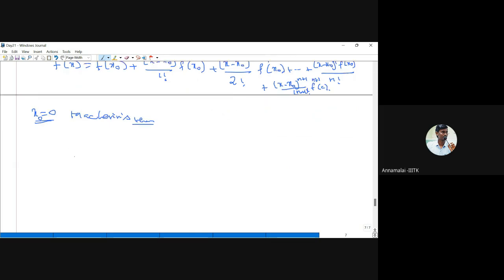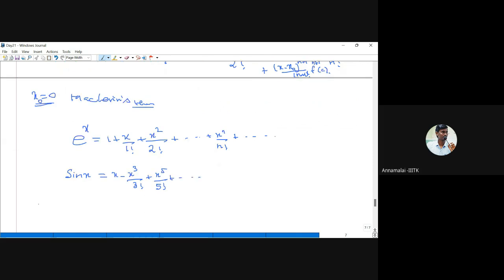For example, if you take e power x, we know the expansion of e power x is 1 plus x by 1 factorial plus x square by 2 factorial, and so on, plus x power n by n factorial, and so on. This is the Taylor series expansion of e power x, but if you take x naught equal to 0, we get a Maclaurin series. Similarly, sin x is a continuous differentiable function, and sin x can be written as x minus x cube by 3 factorial plus x power 5 by 5 factorial and so on.